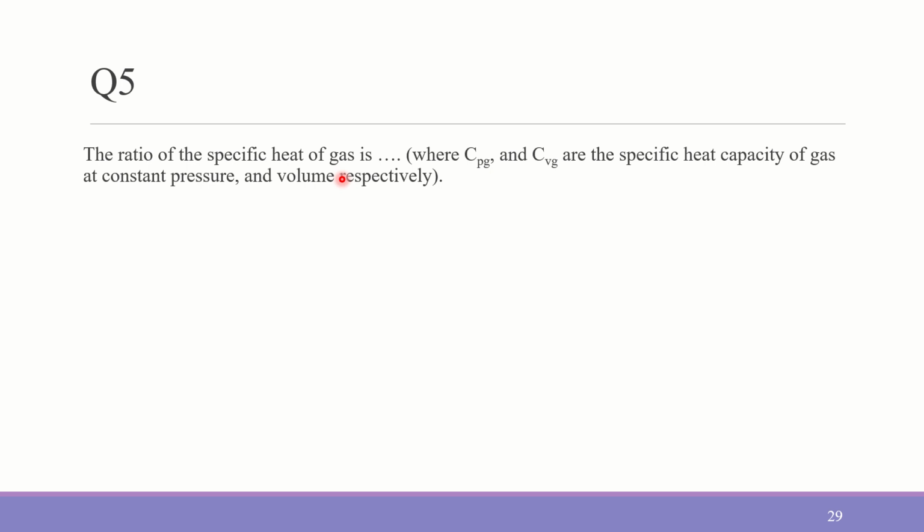Even though we know the answer, let us once look at the options. Option A Cpg by Cvg, option B Ctg by Cvg, option C Cpg by Cv, option D Cg by Cvg. So the right answer to this particular question is option A, that is Cpg by Cvg. I hope it is clear now. We'll go to question 6.